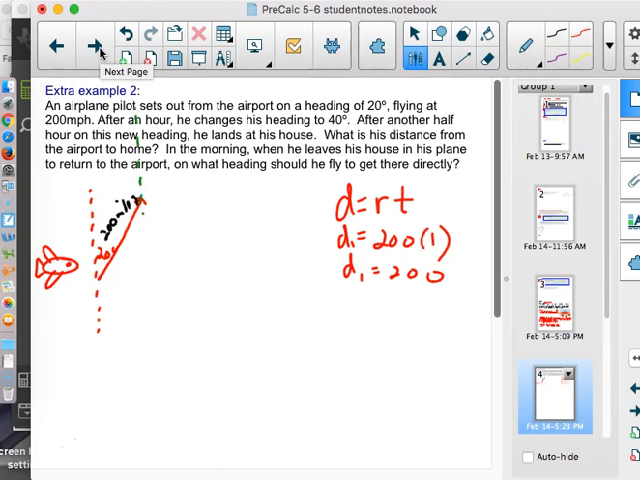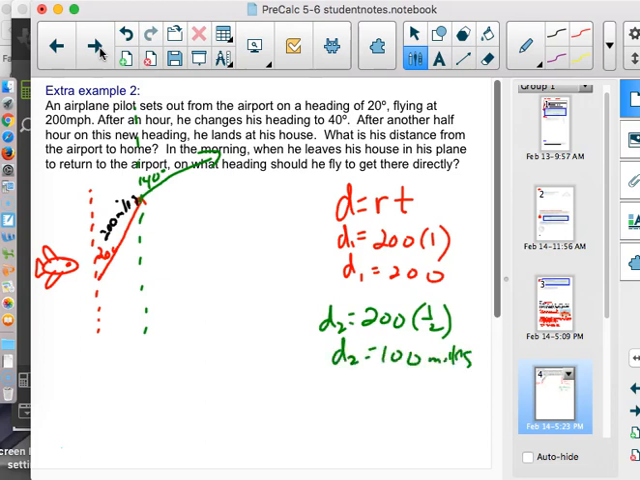Doggone it. So from due north, now he goes to 40 degrees, and I know this isn't necessarily going to be completely accurate here, but this is going to be 40 degrees right here. And after another half hour on this new heading, okay, well, that helps us out again, because a half hour, 200 times a half, so rate times time, for the second distance is just going to give us 100 miles. So we've got 100 miles right here.